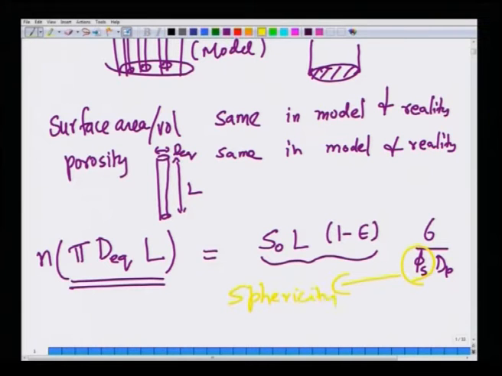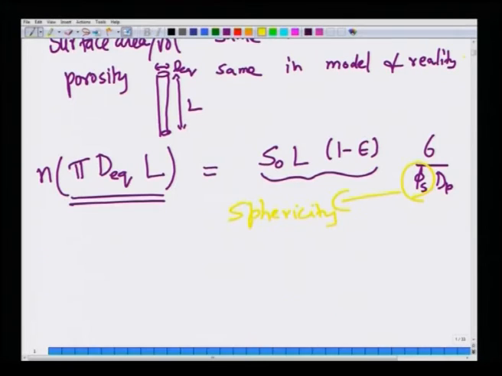It signifies the deviation from a spherical particle. In general it will have phi s greater than 1. The sphere has the minimum area per unit volume. So sphericity will tell you the deviation from a spherical particle. This will be less than 1 for non spherical particles, because any non spherical particle will have more surface area for the same volume.